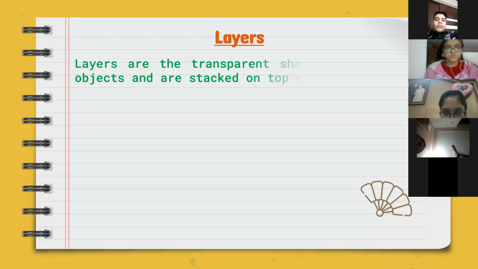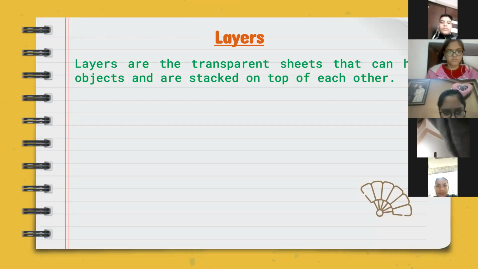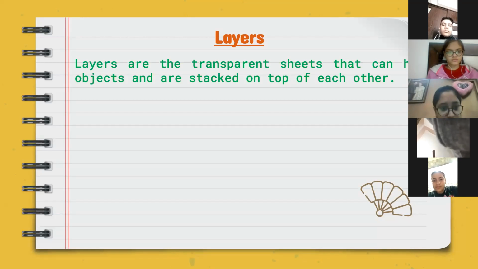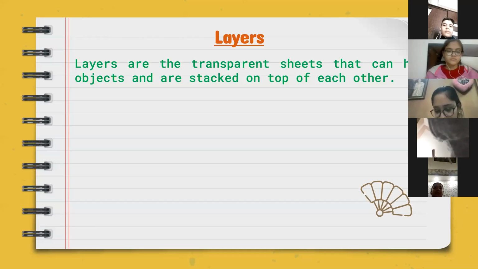Next is, what is layer? Layers are the transparent sheets that can hold objects. You can place many objects in different layers. If you are working with many pictures, suppose you are making some collage in Photoshop, you have to insert many images to make the collage. Suppose I want to make a collage of 8 to 10 images. I have to give effects to each image separately without affecting the other image. So I will insert each image on a separate layer so that I can give different effects to each object, each image.